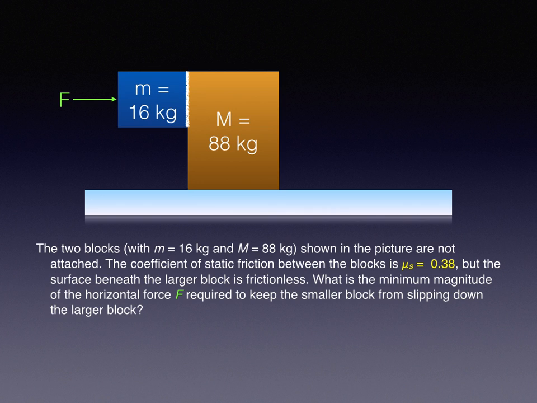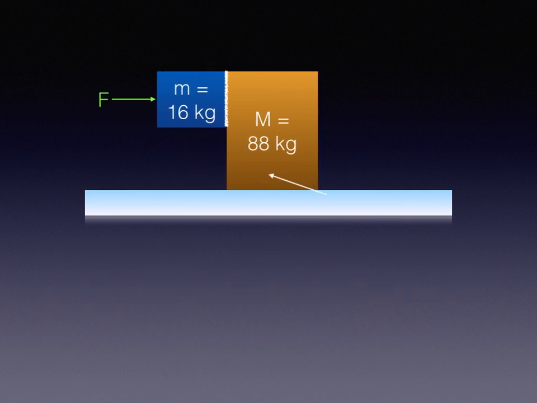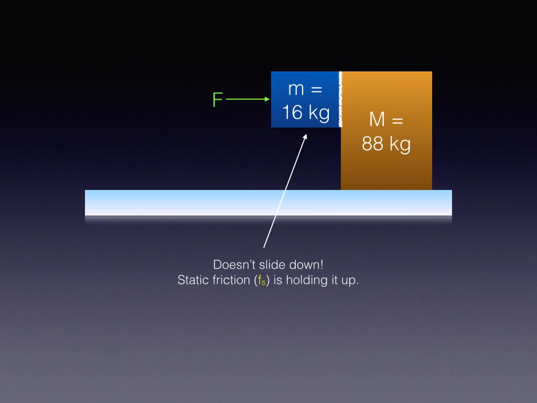Because there's nothing underneath it, but there is friction. And so we have static friction existing between the smaller block and the larger block, and that's our F sub s. All right, it's important to point out that there's no friction between the larger block and the ground. All right, so it's that smaller block that remains where it is because static friction force is holding it up.